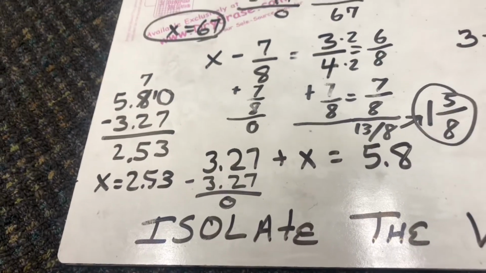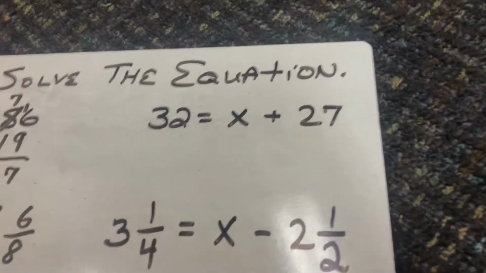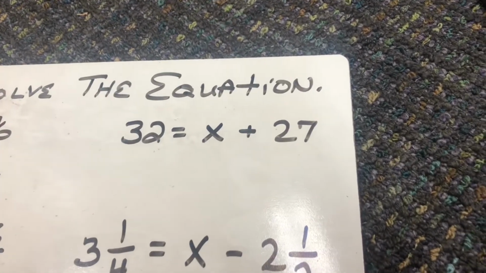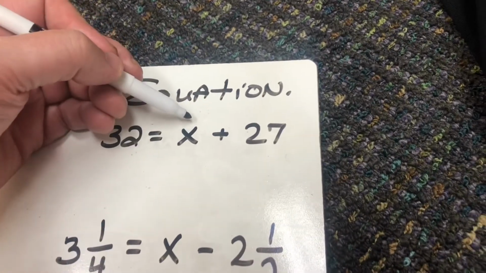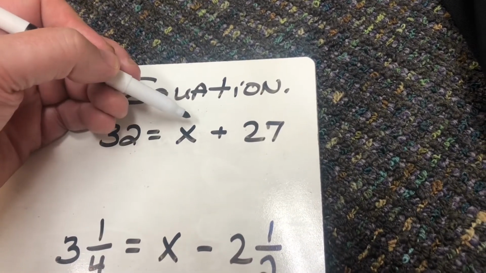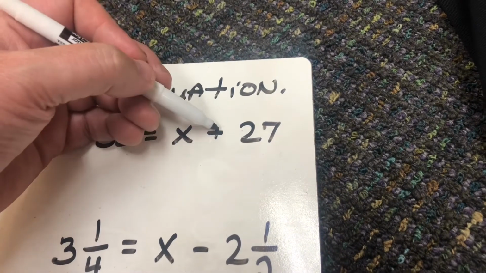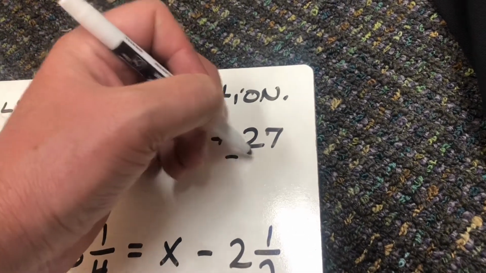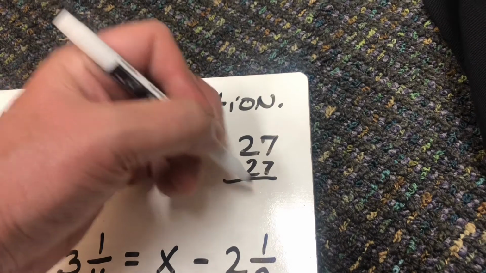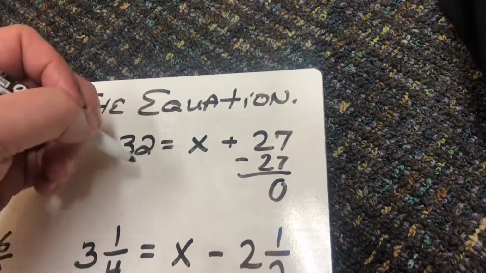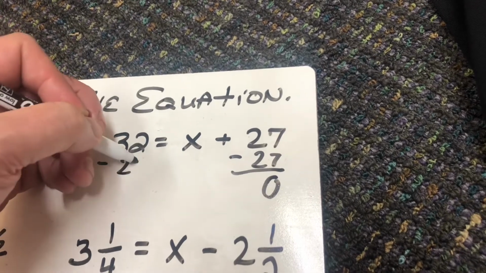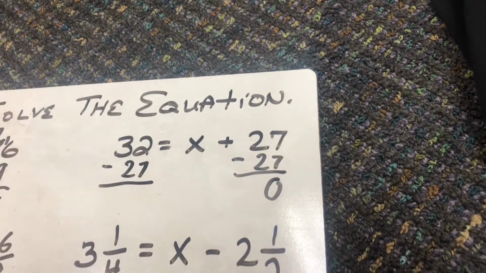And you're just doing this with these one-step equations. We've got a couple more to look at. 32 equals x plus 27. Okay, once again, I want to isolate x. It doesn't matter what side x is on. I still want to isolate it. Now, this is a positive 27, so I'm going to subtract 27 and make it 0. And since I subtracted 27 from this side, I'm going to subtract 27 from that side.